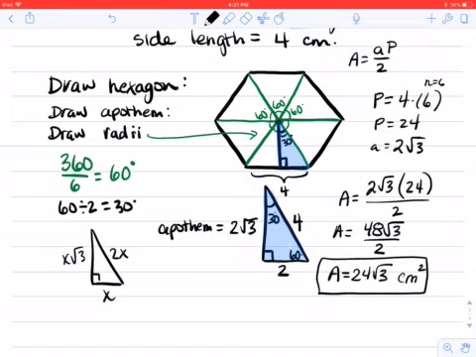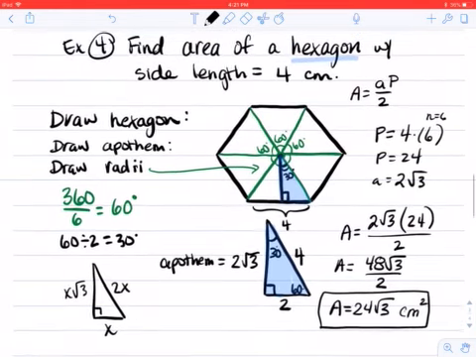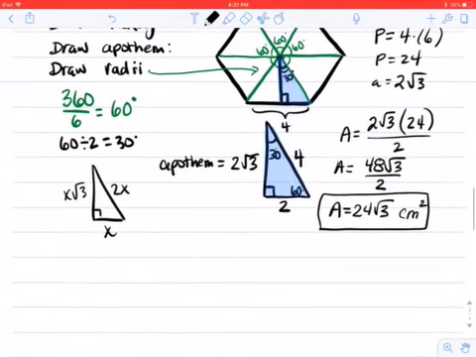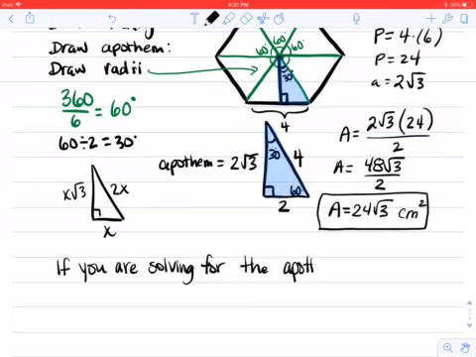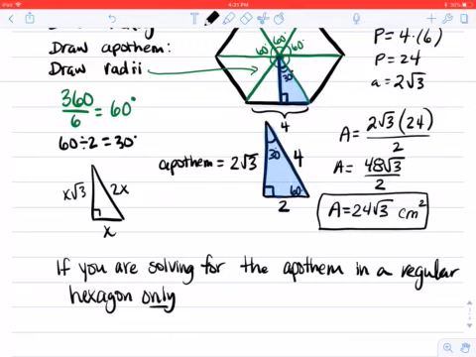So I know that one was a little bit weird because you had to find the apothem using 30, 60, 90 triangles. That only is going to work. You only do that with hexagons. Okay? So, let me write that down. If you are solving for the apothem, so you're not given the apothem, you have to find it in a regular, actually, let me fix that, regular hexagon only, use 30, 60, 90 triangles.